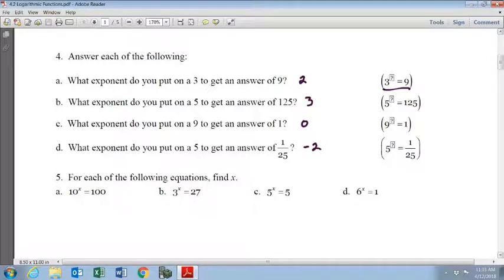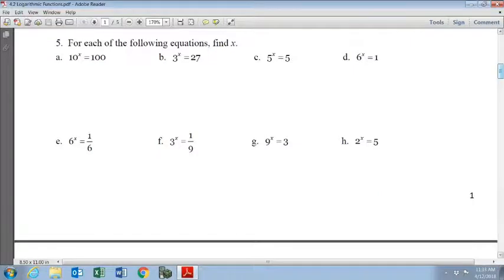All right, we're going to move down to number 5. You may want to go ahead and solve these and do what you can, and then check the answers that I give. All right, so on 5a, 10 to the what power is 100, that would be 2. 3 to the what power is 27, x would have to be 3. So you can see that we're just doing something similar to what we were just doing in number 4. On letter C, 5 to the 1 power would be 5, so x is 1 here. On letter D, 6 to some power equals 1, that would have to be 0.